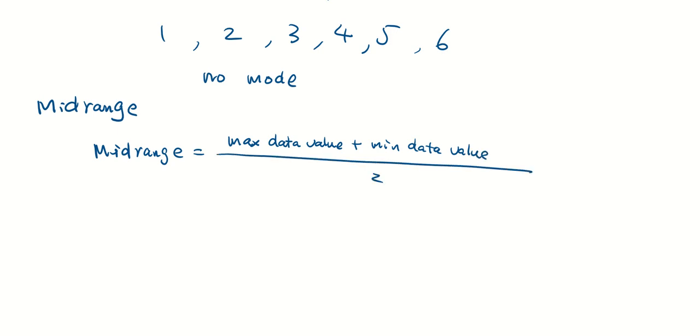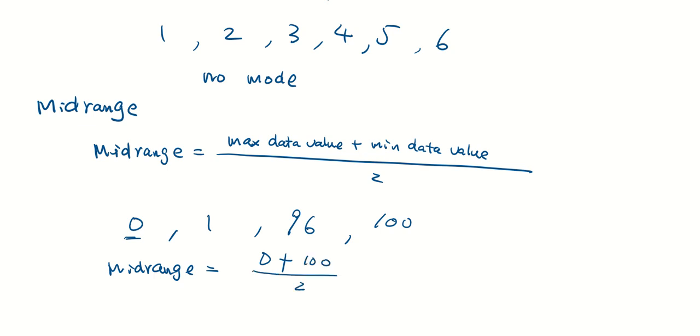So for example, if I have a data set that goes like this: 0, 1, 96, 100. Let's stop here. So I have a data set with these 4 values. The mid-range here will be the lowest data value, which is 0, plus the highest, the maximum data value, that's 100, and divided by 2. So 50 will be the mid-range here.